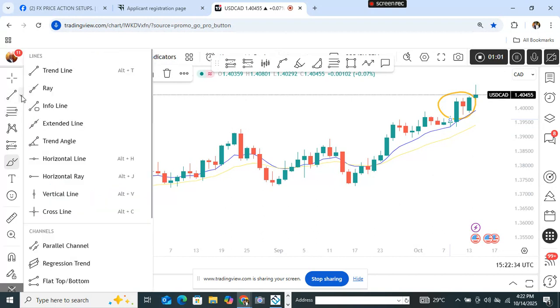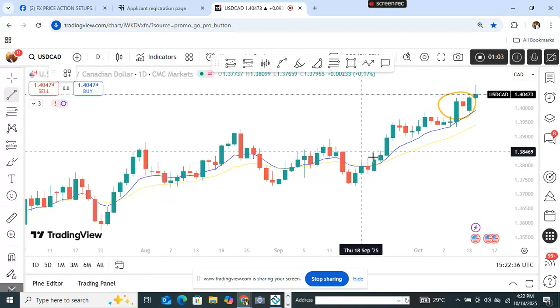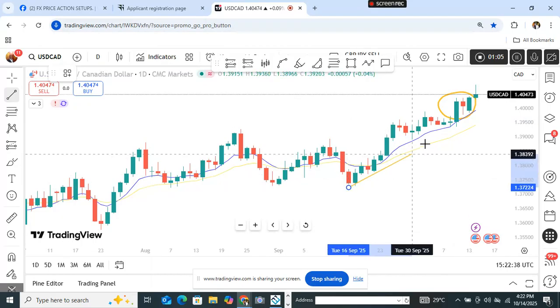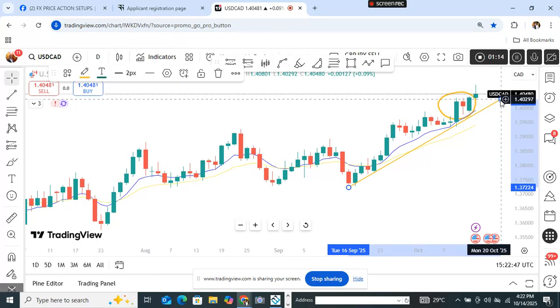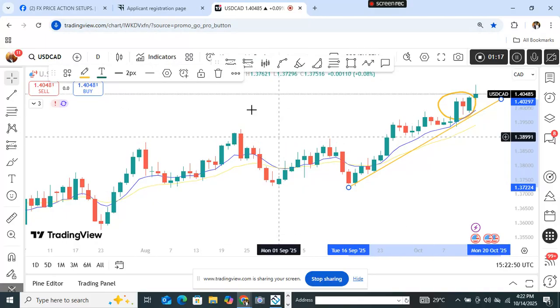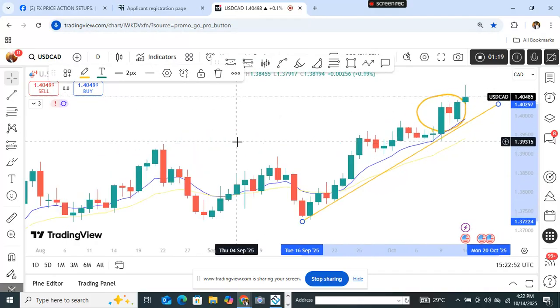Before that, we look at the trend. We can see that the trend is bullish, and we have such candlestick setups on it. So we are dealing with a bullish trend. It tells us that the market is actually bullish on this higher time frame.